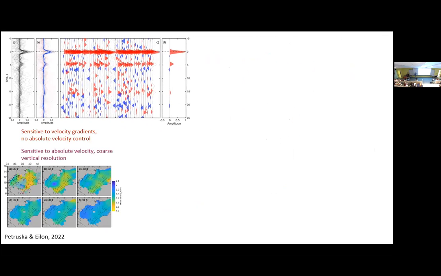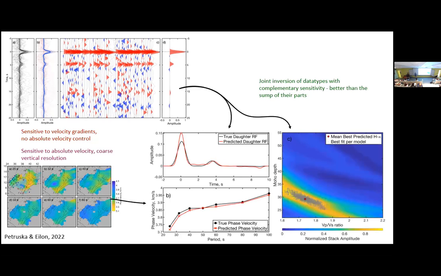You've seen this sort of thing before. The receiver functions are sensitive to velocity gradients, but have no absolute velocity control. The surface wave phase velocities have sensitivity to absolute velocity, but poor vertical resolution. So we ally these things together and jointly invert them in a transdimensional Bayesian inversion, and we come up with ensembles of models that fit all of these data together.